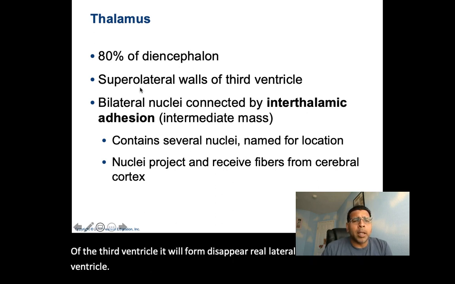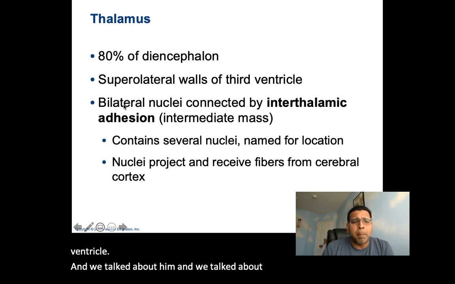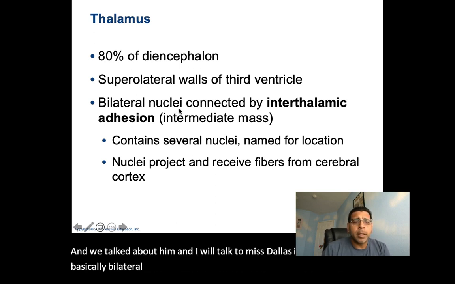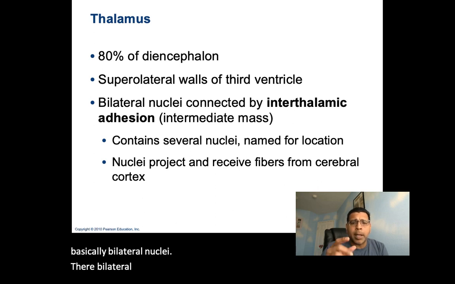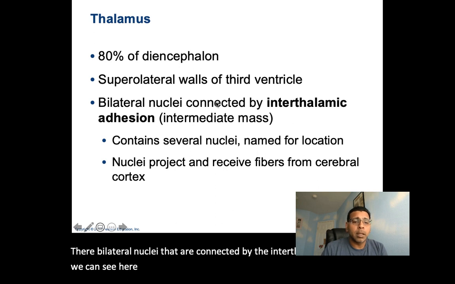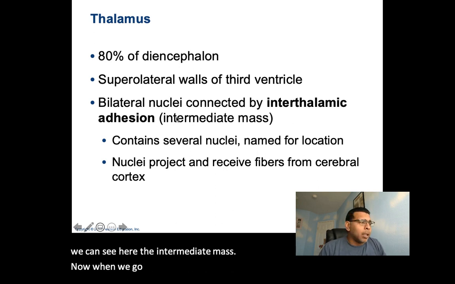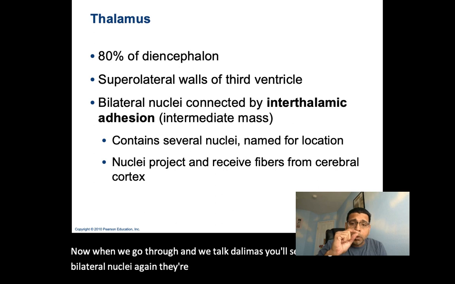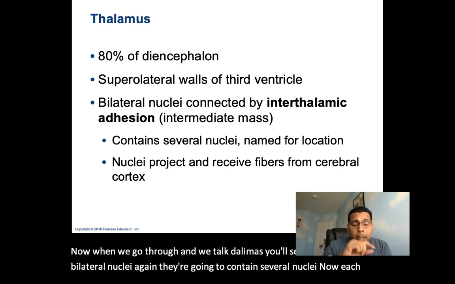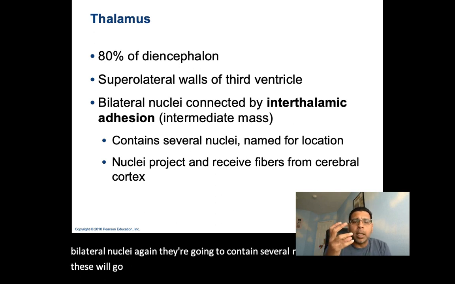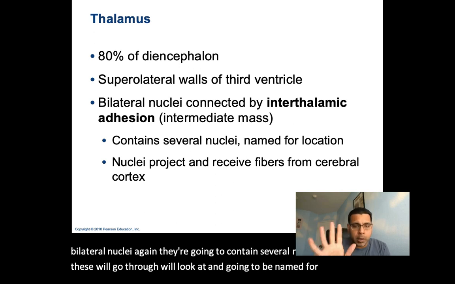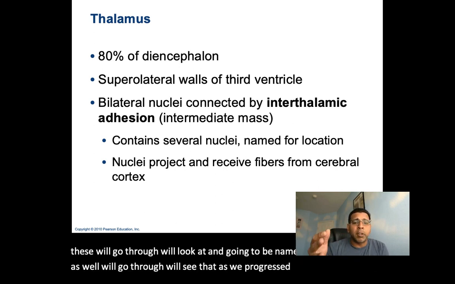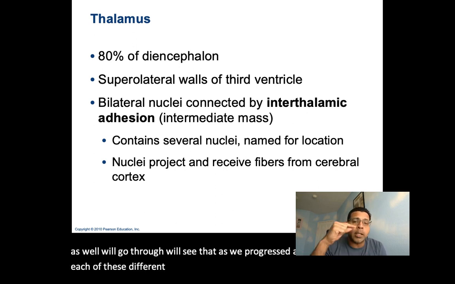The thalamus is described as bilateral nuclei that are connected by the interthalamic adhesion, as we can see here, or the intermediate mass. They're going to contain several nuclei, and each of these we'll go through and look at. They're named for their location as well. We'll see that as we progress and talk about each of the different nuclei inside the thalami.